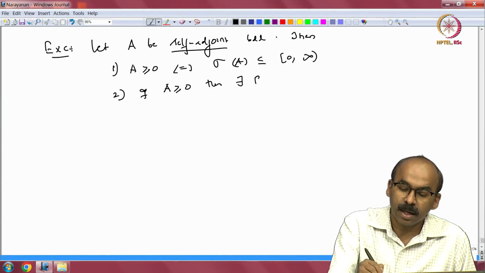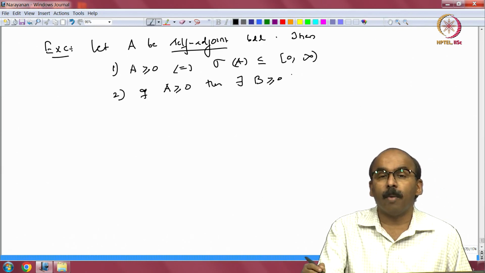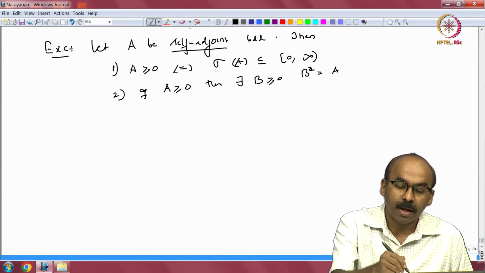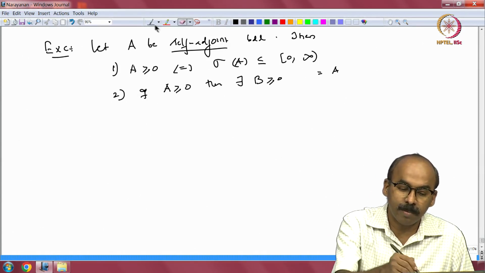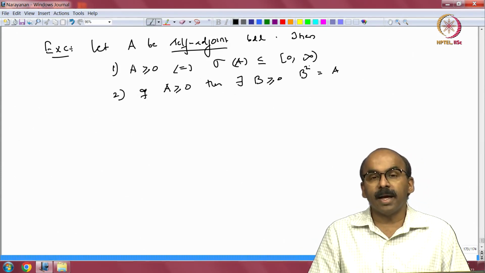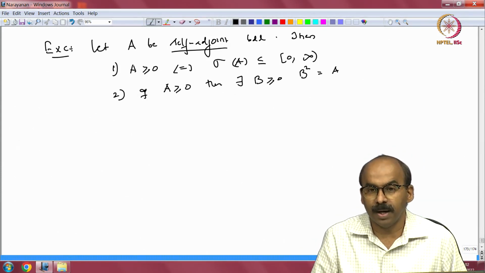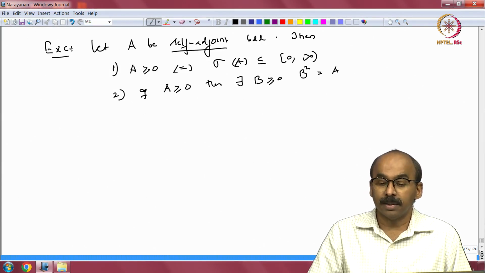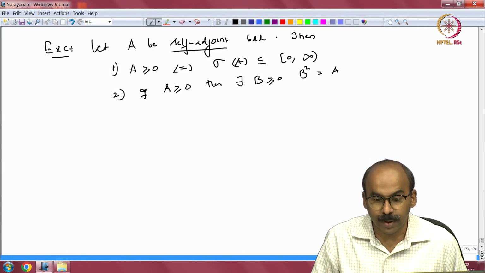Okay. 2, if A is greater than or equal to 0, that means if A is a positive operator, then there exists B, which is also a bounded positive operator, such that B square is equal to A, right. So, you have a square root, that is what it means, right. You have a positive square root. If I have a positive number, I have a positive square root, right. This is precisely that. If A is a positive operator, there is a positive square root.